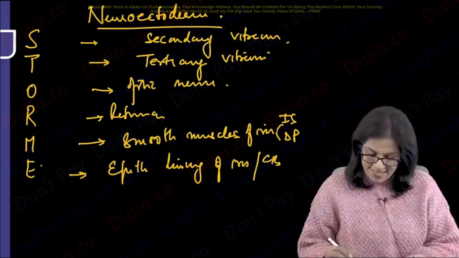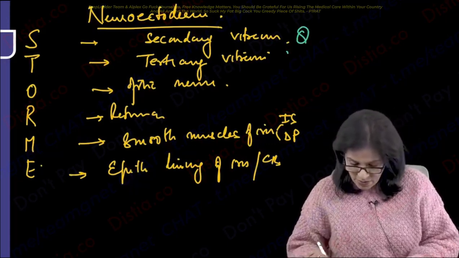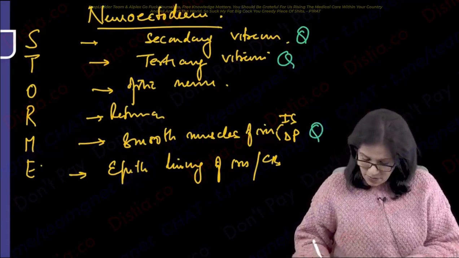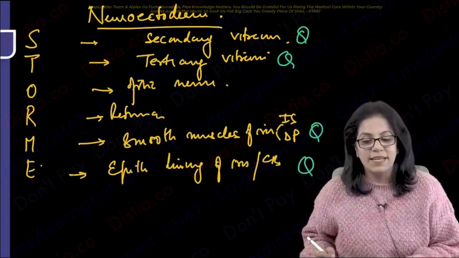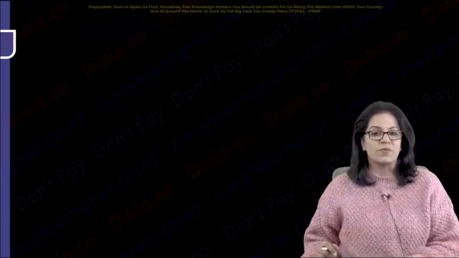What are the questions? Why am I teaching you this? First question is, this one is Q, this one is Q, and these two are Q. First two and last two. Okay? Come to the next one.